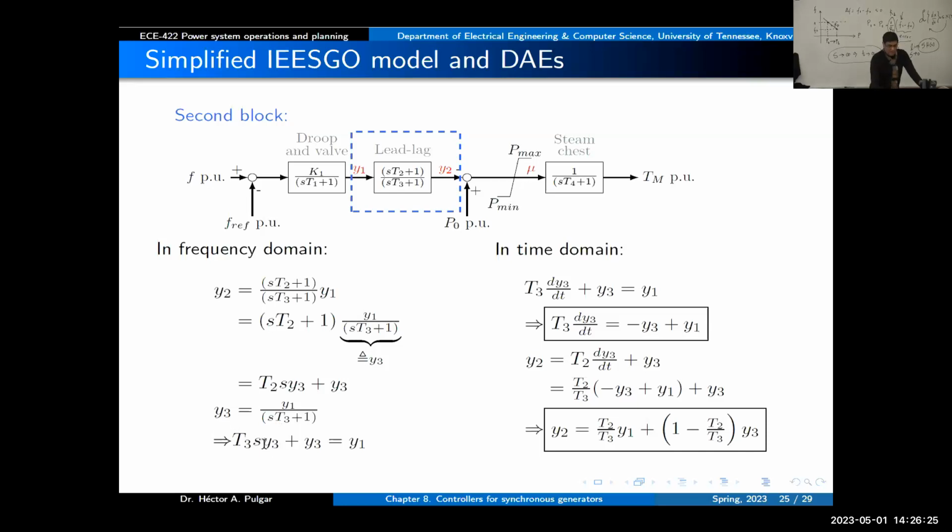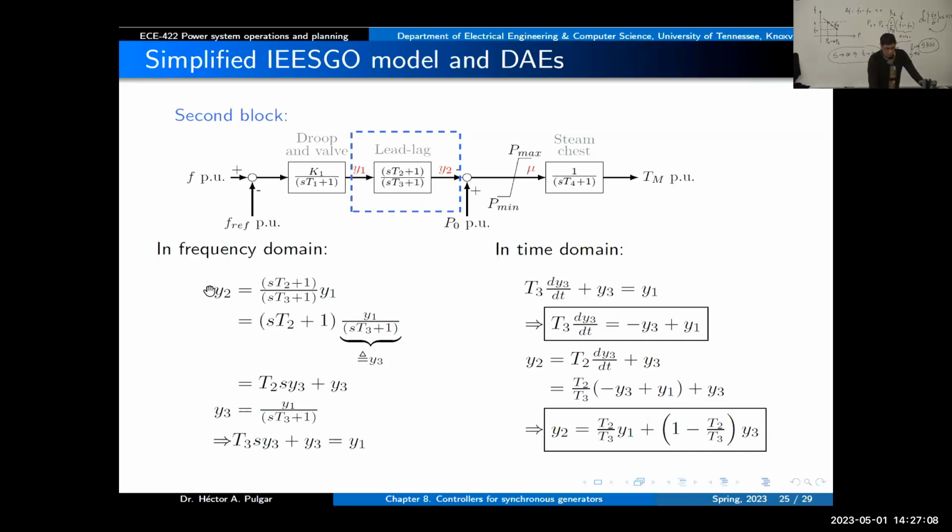So this is going to be a derivative term plus Y3 equal to Y1. Now, we have two equations for this block, one for Y2 and another for Y3. In time domain, this one, we already did in the previous page. This is going to be the derivative of the state variable Y3. So basically here you have T3, the derivative of Y3, equal to negative Y3 plus Y1. So in the second block, we obtain a second differential equation related to the dynamics of this block.